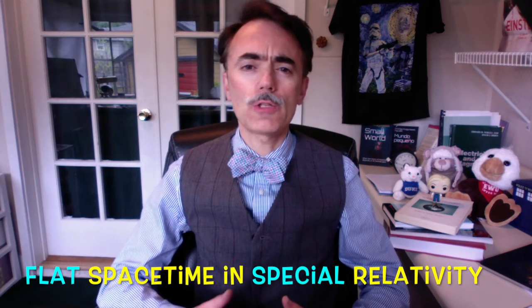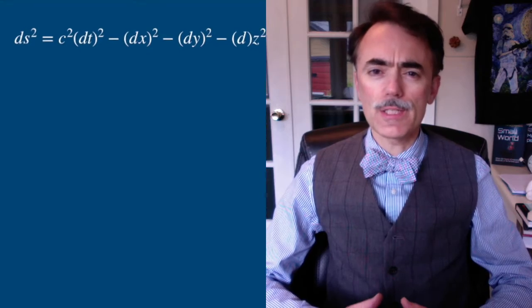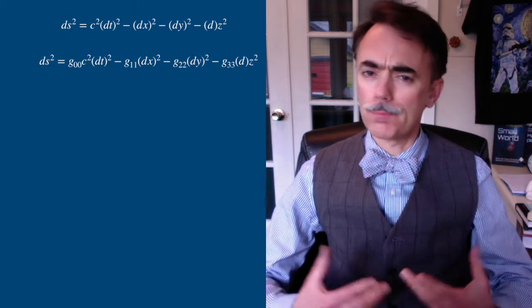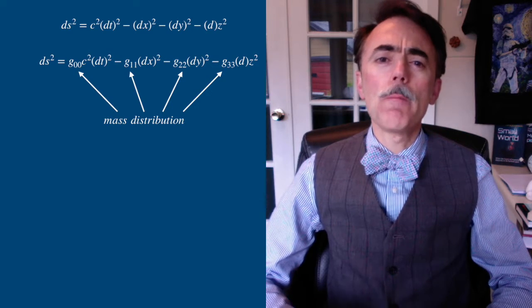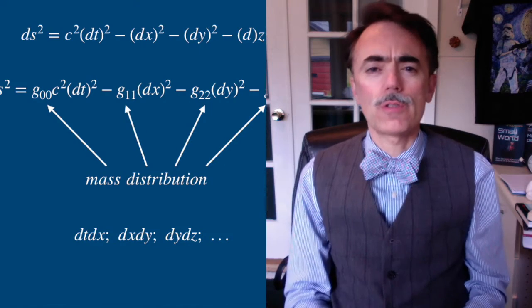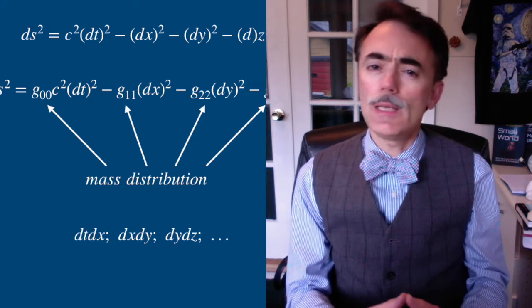The flat, four-dimensional spacetime of special relativity is a particular case of the more general curved spacetime of general relativity. The spacetime interval ds is now written in a more general way, where these coefficients depend on the mass distribution. It is mass that curves spacetime. As a matter of fact, there can be cross terms, not just dt dt or dx dx and so on. We can have dt dx, dx dy, and so on. These are the components of a 4x4 tensor that describes spacetime.